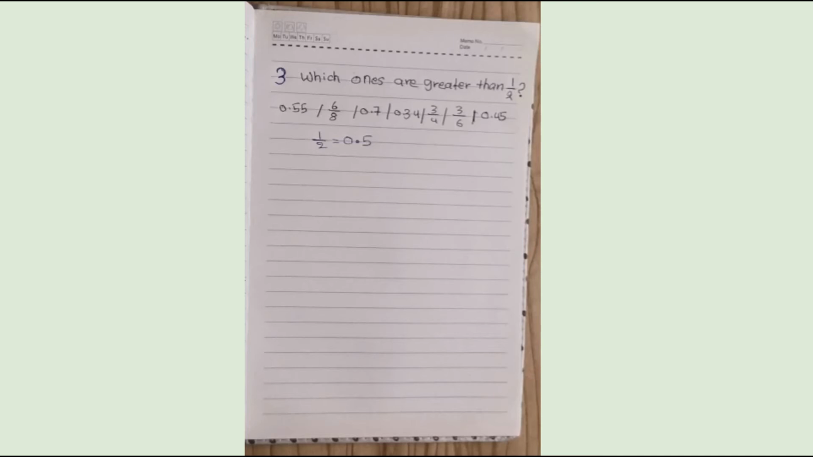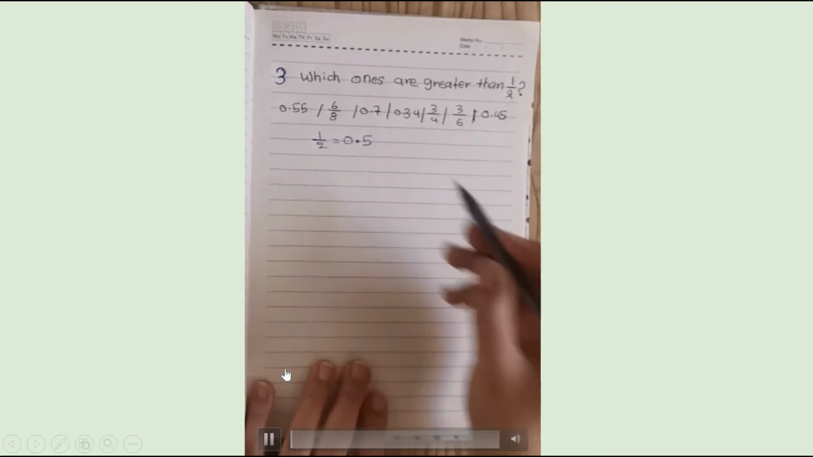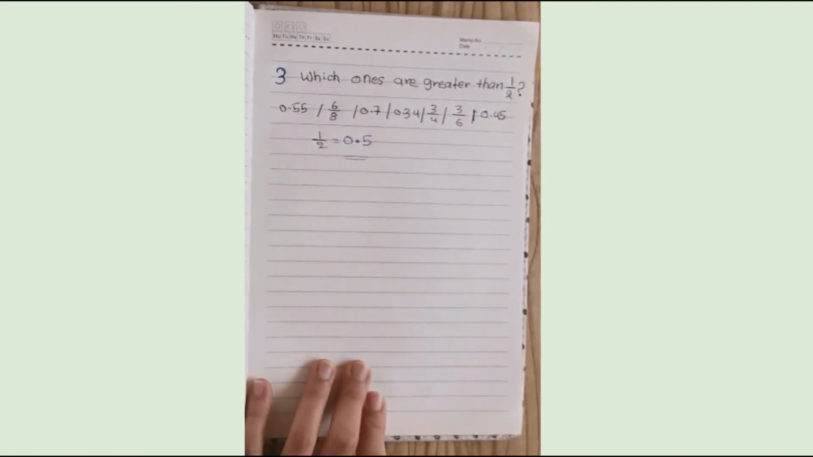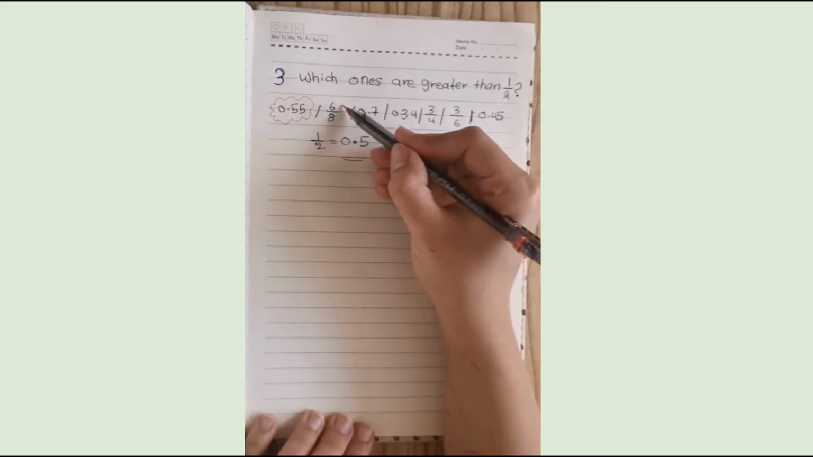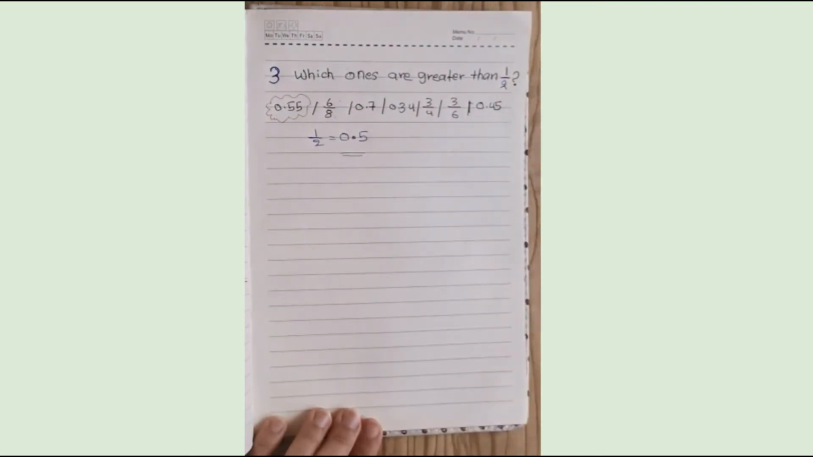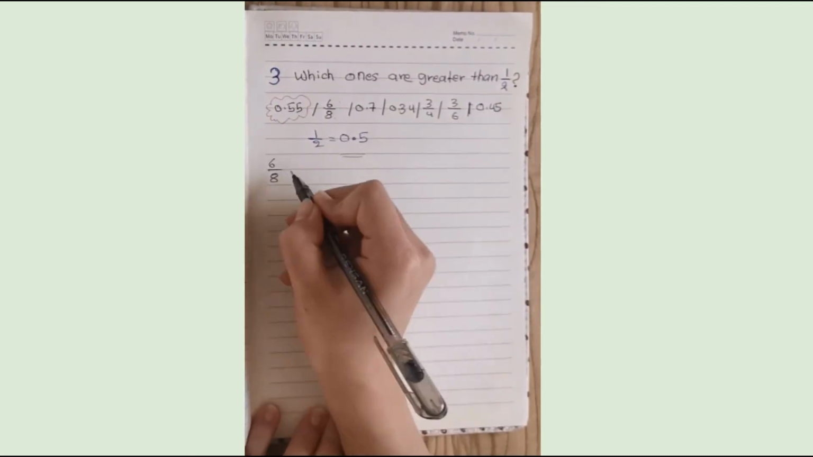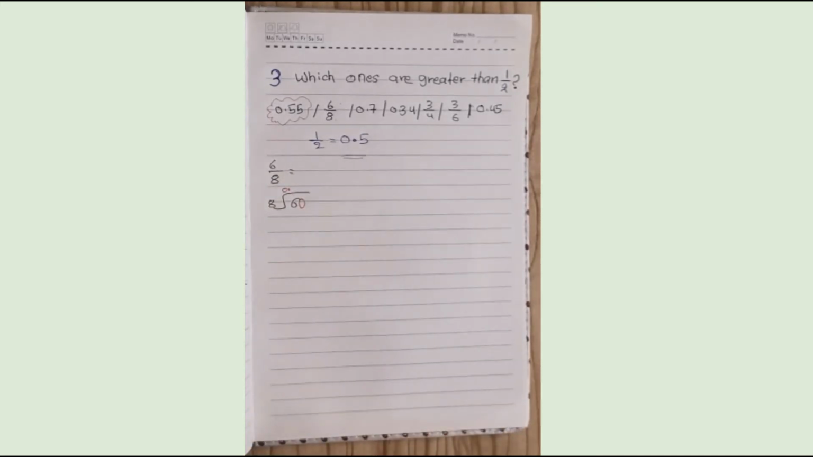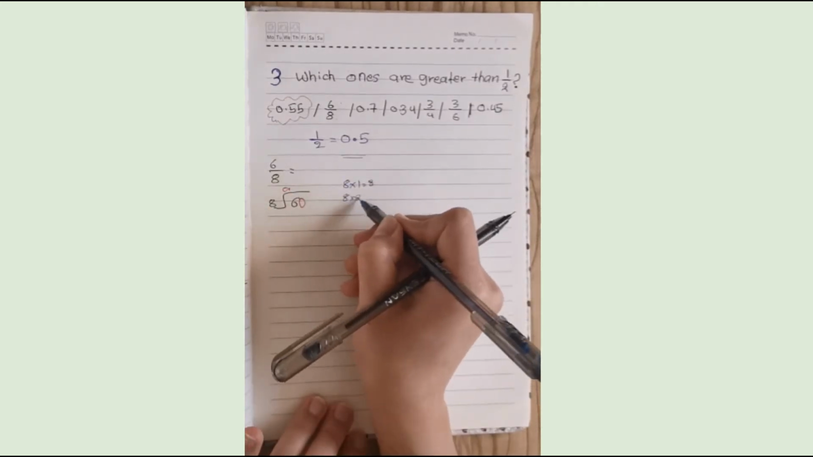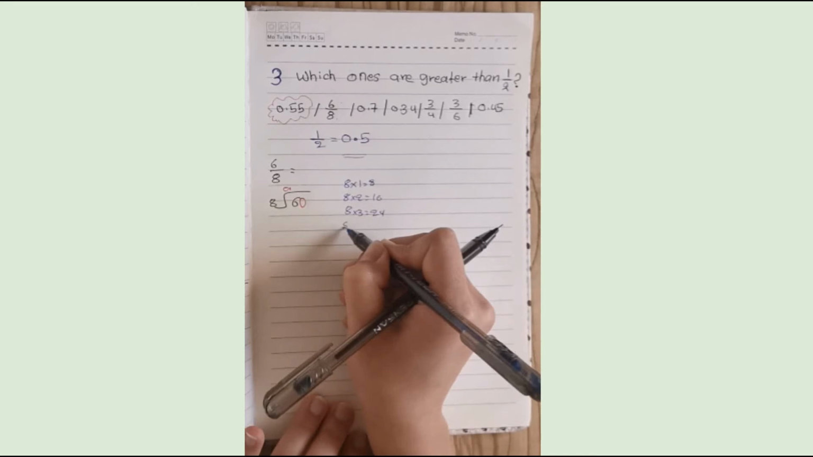The easiest way to find the ones that are greater than 1 out of 2 is to turn all the fractions into decimals. Let's see. We immediately know that 0.55 is bigger than 0.5. And then we have 6 out of 8. It's better to turn it into a decimal. We need to find the number that is closest to 60 in the multiples of 8.